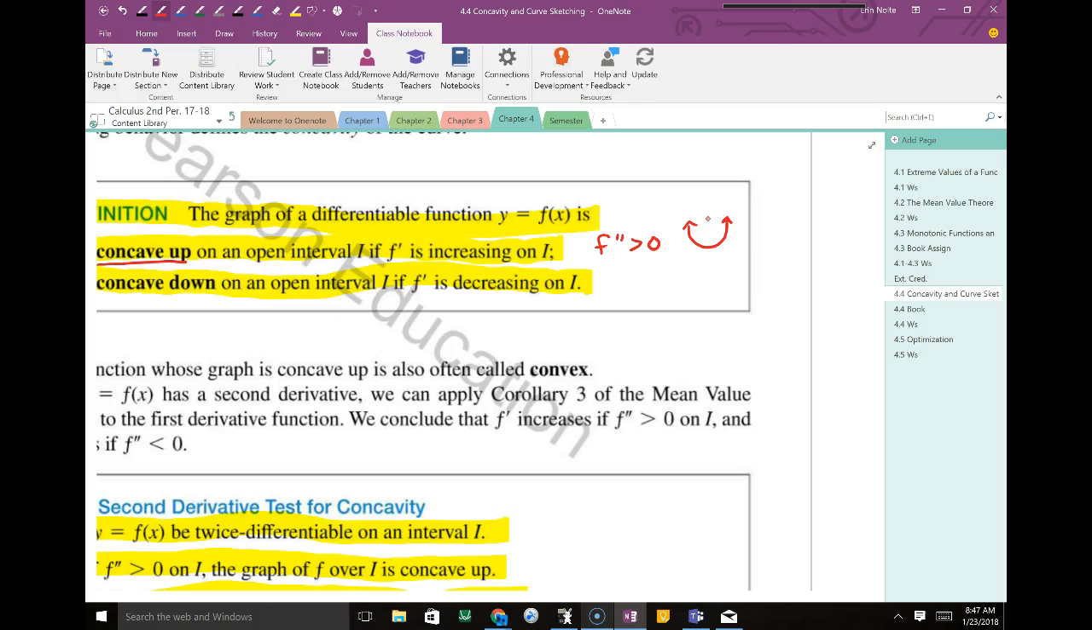We're talking about the curvature of the function. Concave down is if your second derivative is less than 0, and that would look like a sad face. So concavity is referencing happy faces and sad faces.